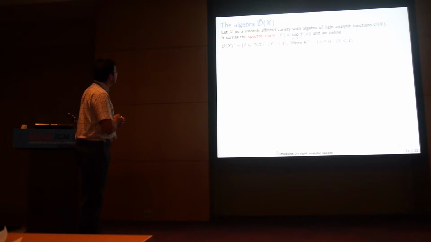Let's start with a smooth affinoid variety. It has its associated ring of rigid analytic functions. Now, this always has a canonical spectral norm defined in this way. And then you can write down the unit balls, both inside the function algebra of X and in the ground field. So this is just the ring of integers if K was Q_p.